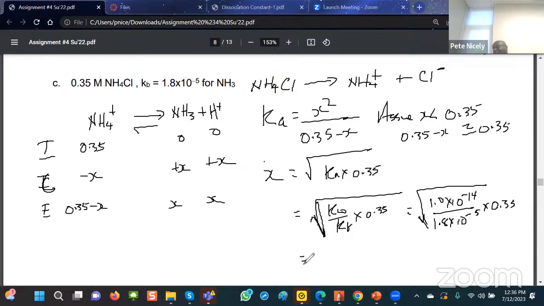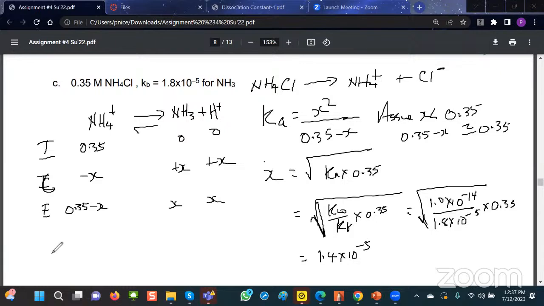So when I did that calculation myself, I got, no, I'm sorry, I'm looking at the wrong thing here. Wait a minute. I got 1.4 times 10 to the minus 5. 1.4 times 10 to the minus 5, right? What's the next step? That would be the concentration of H plus.